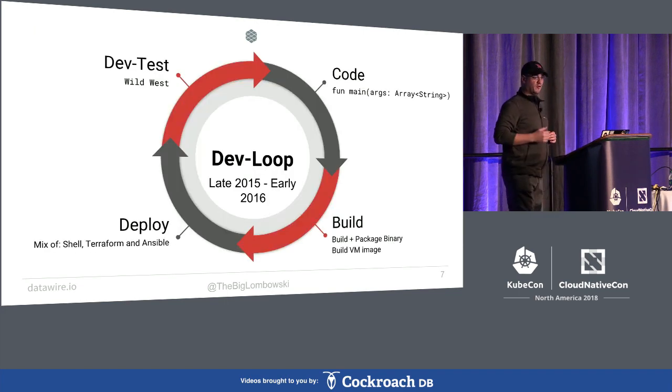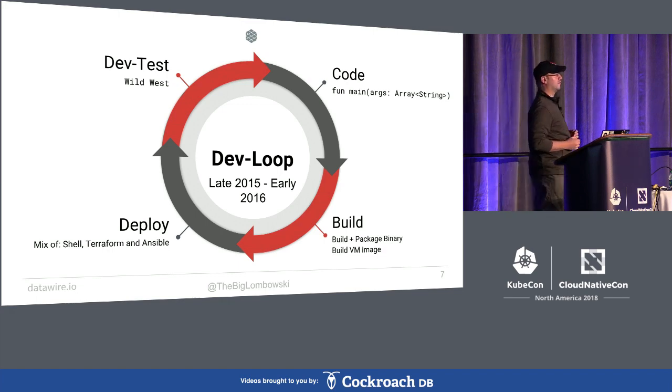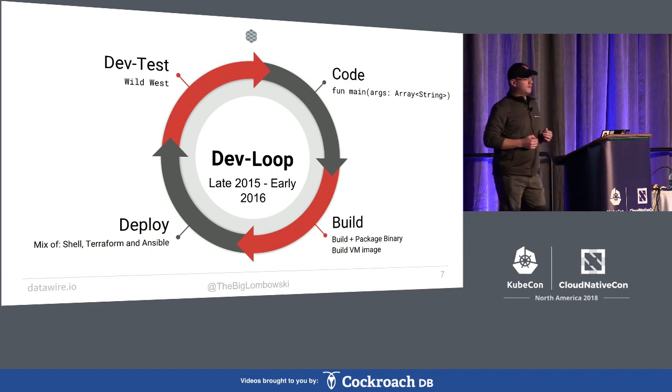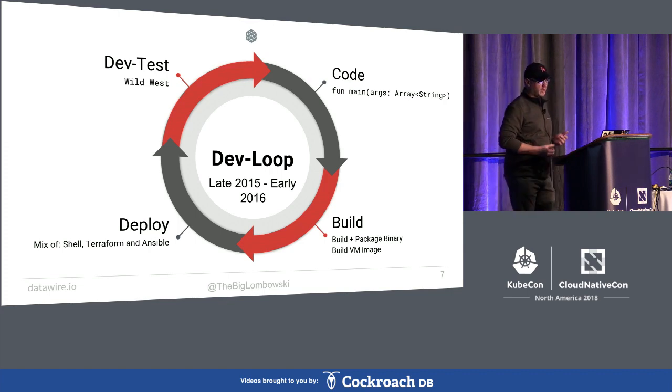And the way we were doing it at the time was building and packaging binaries, and then building virtual machine images. So we weren't even thinking about Docker at this time. Docker was still not quite the thing where we were going, it's the future. So we went with something we knew, which was building virtual machine images and then deploying virtual machine images. Deployment was a mix of Shell, Terraform, Ansible, various things happening at various points in time, either when you deployed and changed the infrastructure definition or when the VMs came up.